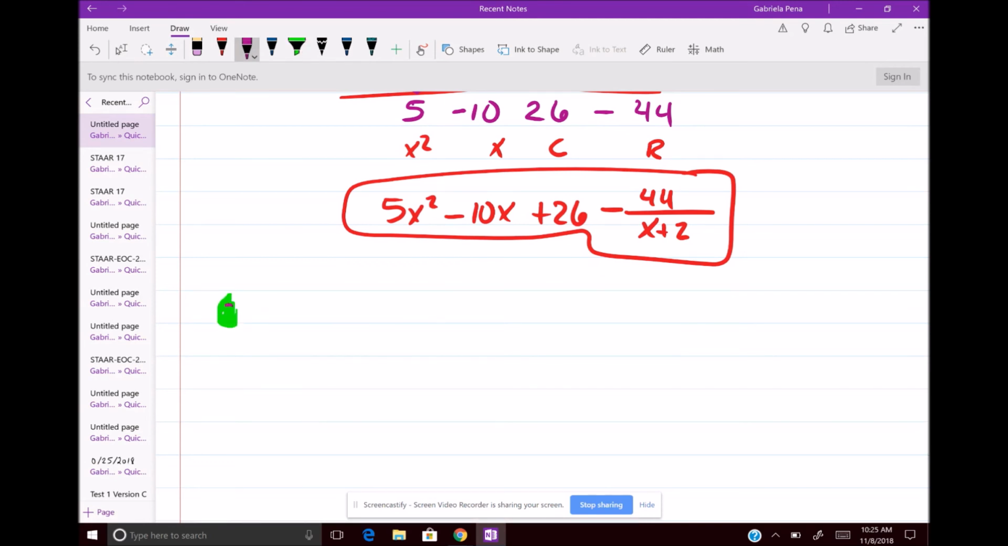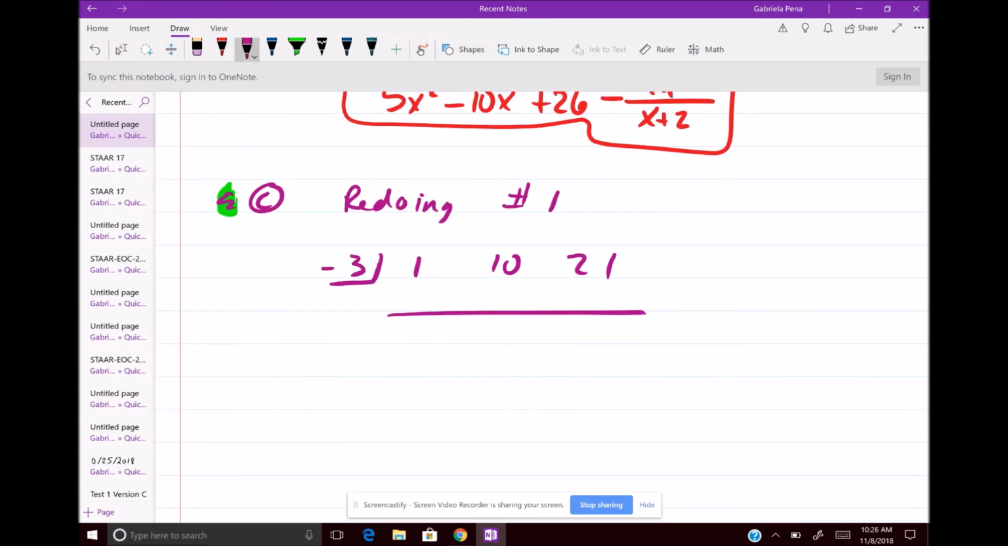So we're redoing number 1, the first problem we did, which was 1, 1, 0, 21, and the number out here was what? -3. So what are you supposed to do? Bring down the first one: 1, -3, 7, -21, 0. Remainder, constant, x. Wasn't your answer just x plus 7? So if your divisor is just x plus or x minus a number, that's when you could use synthetic division. That's when it's easy to use synthetic. Are we good?